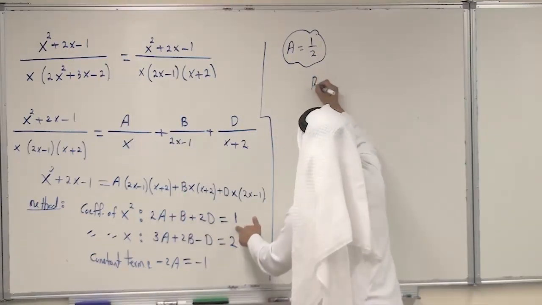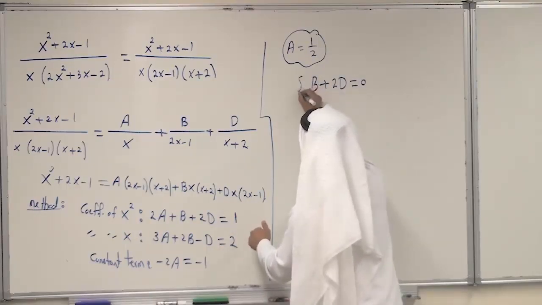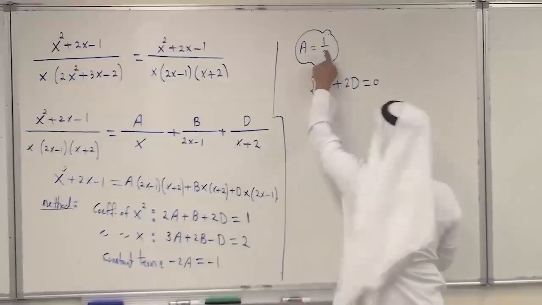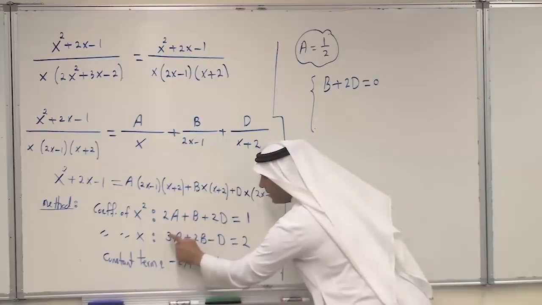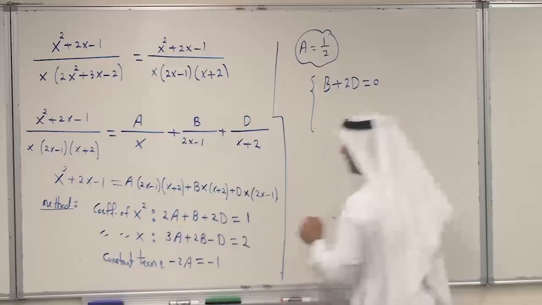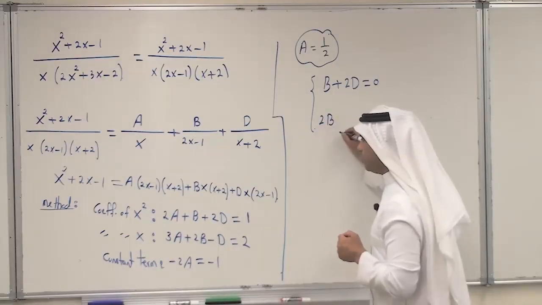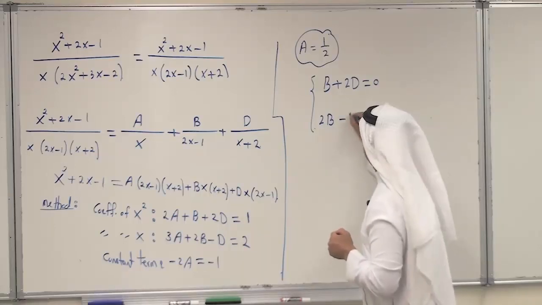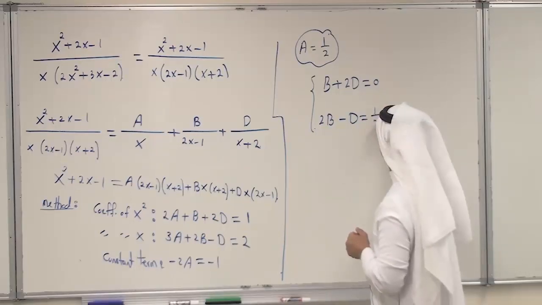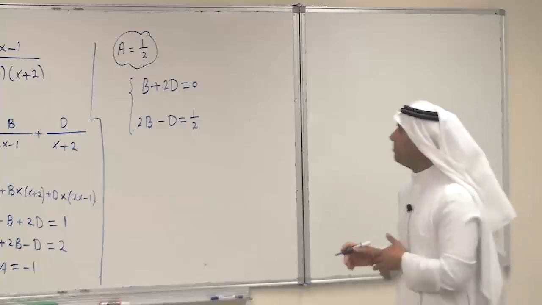So what we get is b plus 2d is equal to 0. This is what we end up with here. If we substitute a equal to 1/2 in the second equation, 3a will be 3 over 2. 2 minus 3 over 2 is equal to 1/2. So we get 2b minus d is equal to 2 minus 3 over 2, which is 1/2. Now we solve this system of 2 equations, 2 unknowns to get b and d.